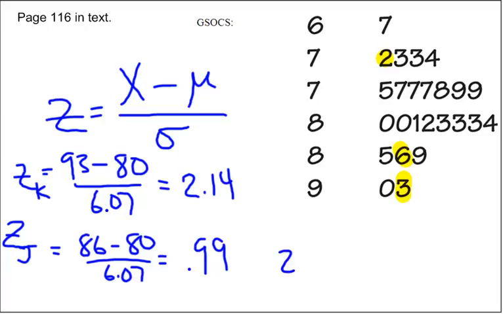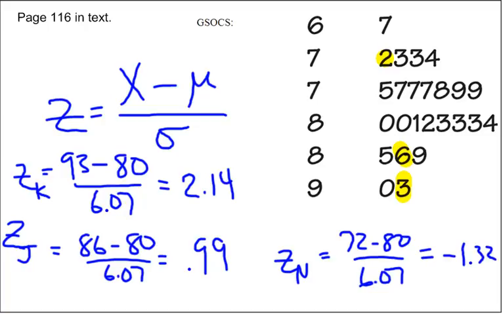And the last one, poor Norman, gets his 72, so 72 minus 80 over 6.07, and he is going to be a negative 1.32. Now, I got these all in the calculator.